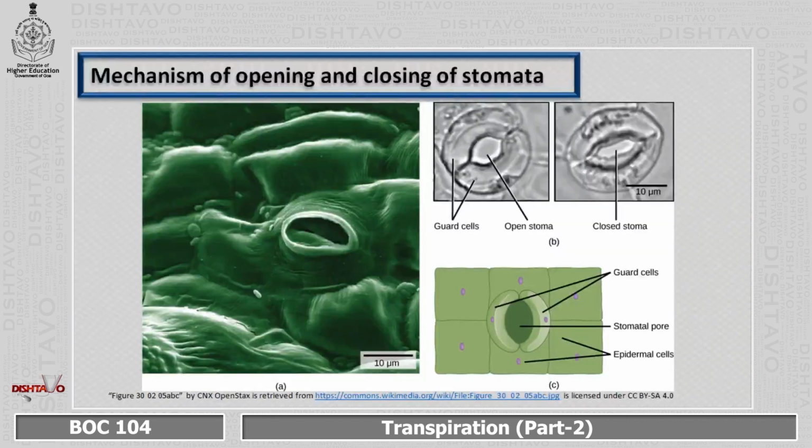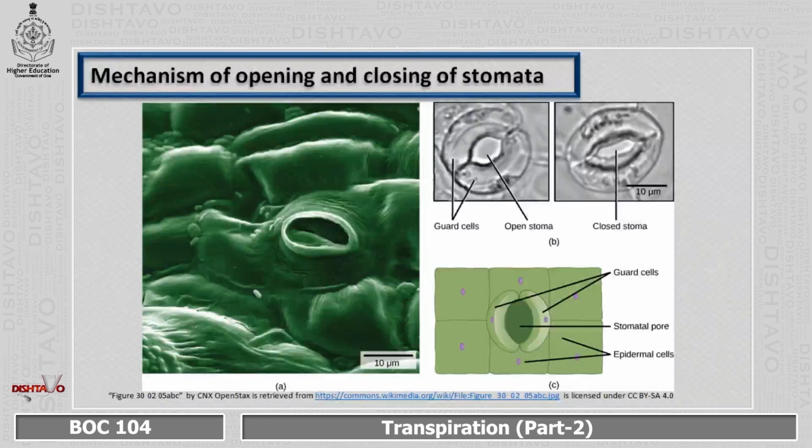Mechanism of opening and closing of stomata. As you can see in the picture, it shows an outer structure of stomata. The adjoining pictures, in black and white, show two different stages of stomata, that is the opened stomatal pore and the closed stomatal pore. When the guard cells of the stomata become turgid, the stomatal pore opens. When the guard cells are flaccid, the stomatal pore closes.